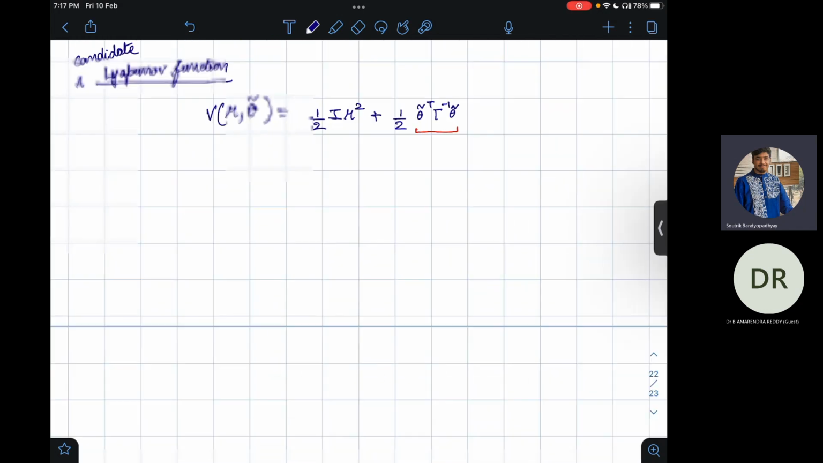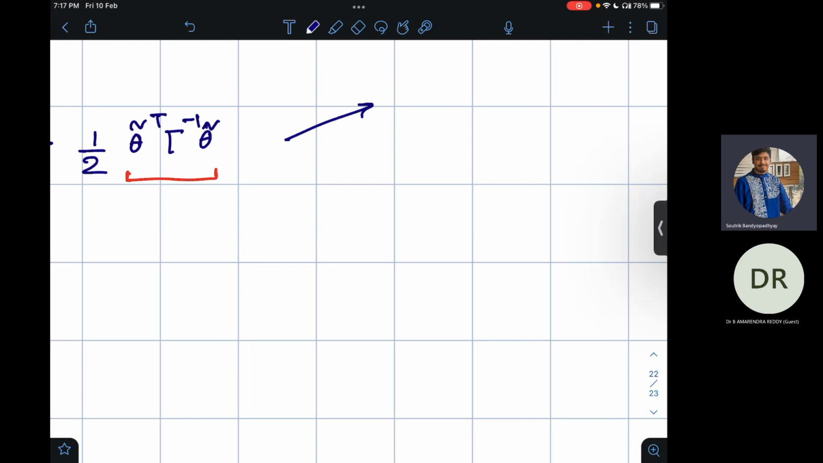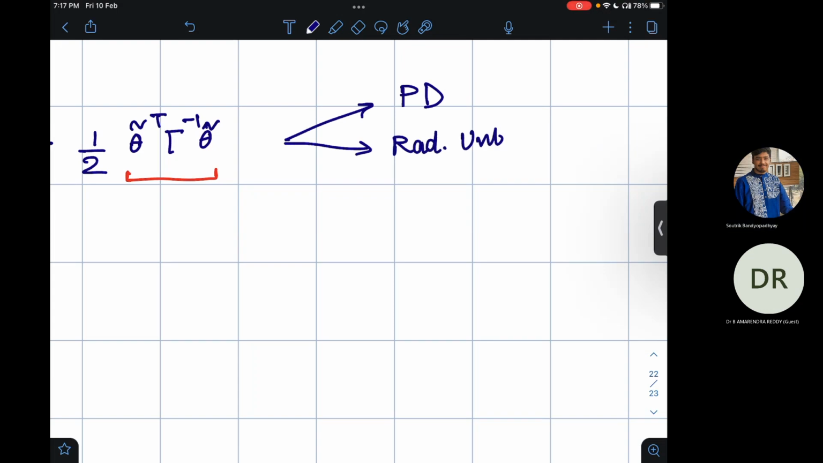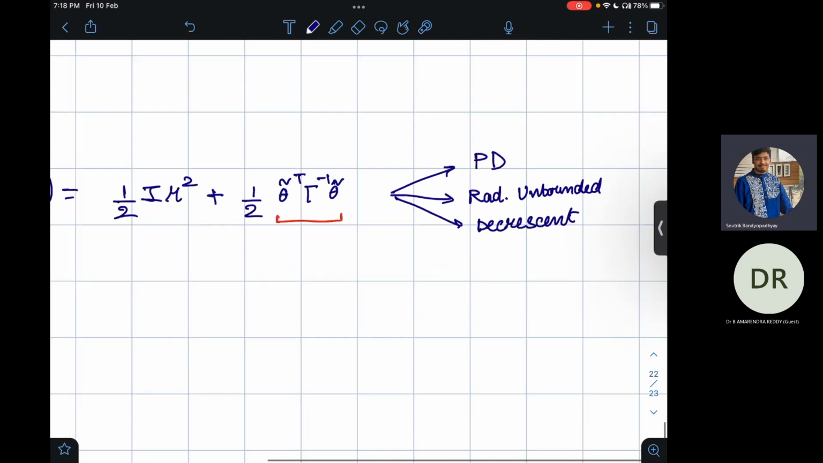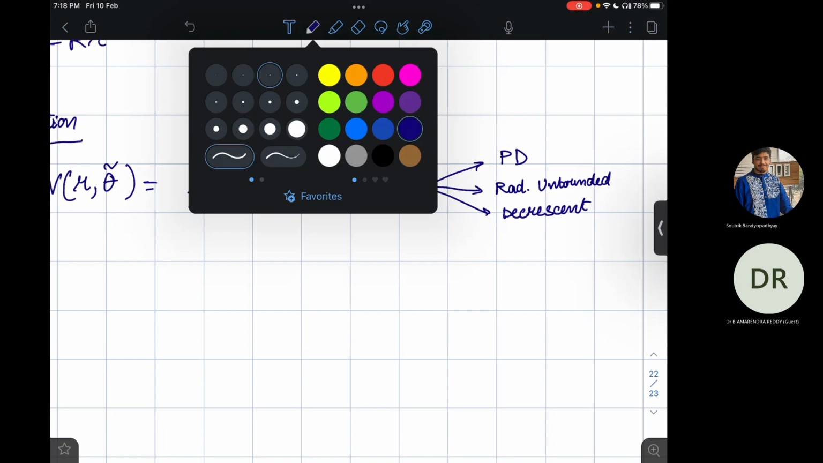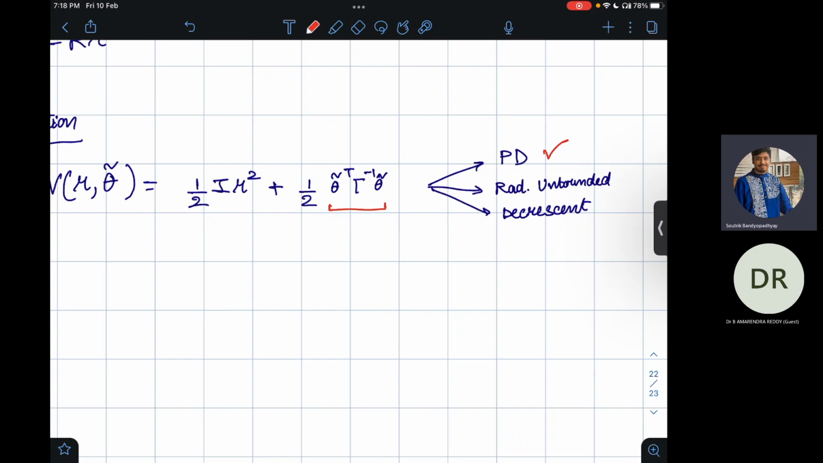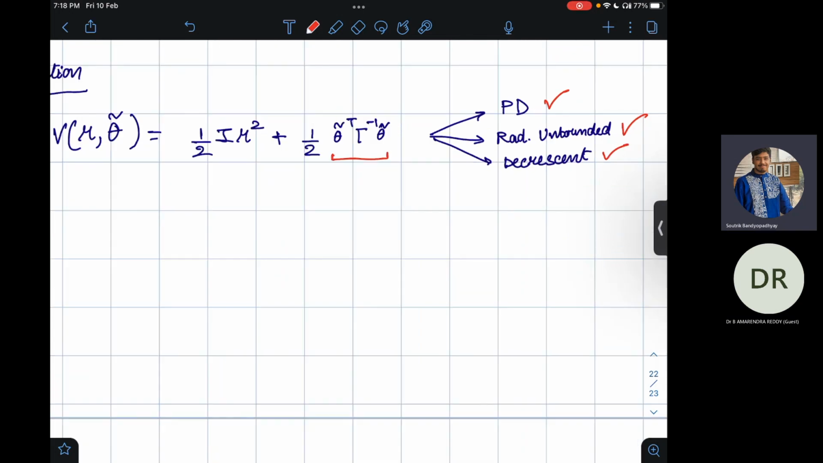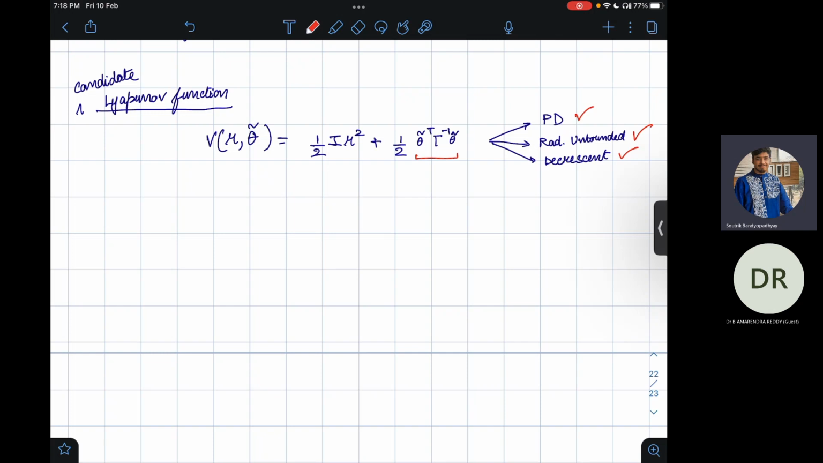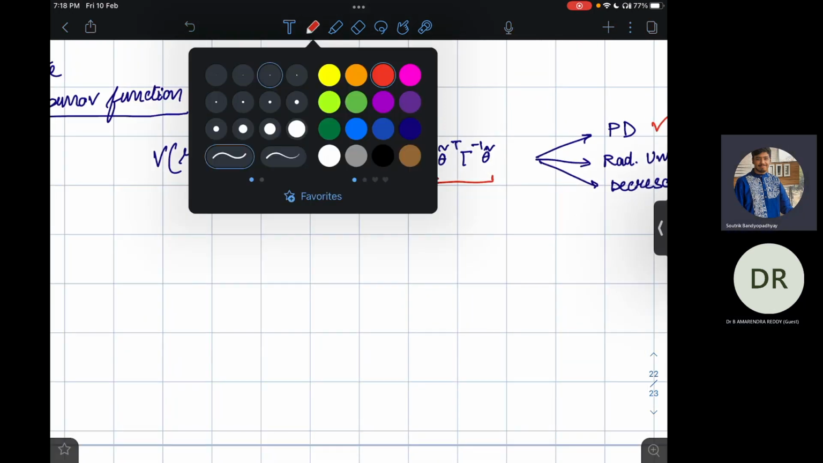So anytime you construct a Lyapunov function, you have to study whether it is positive definite, whether it is radially unbounded, and whether it is decrescent, right? Is it positive definite? Yes, it is positive definite. Is it radially unbounded? Yes, because if r tends to infinity and theta tilde tends to infinity, V is infinity. And decrescence is also true because it is not dependent on time, and this is a positive definite function. So this is a valid candidate Lyapunov function.